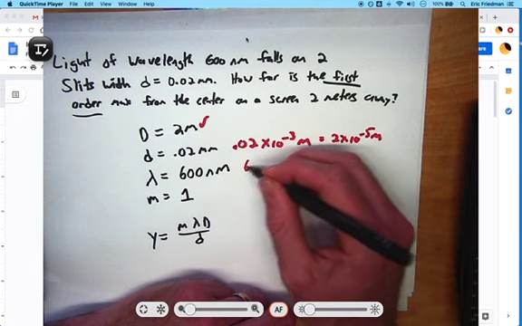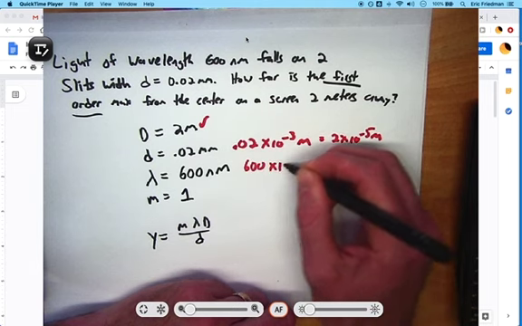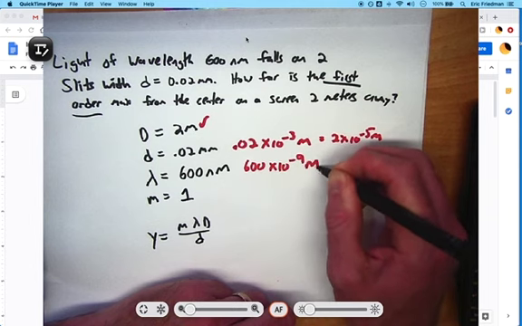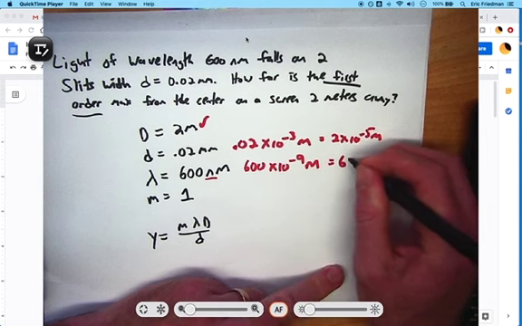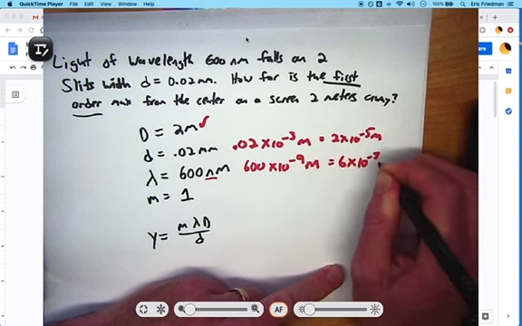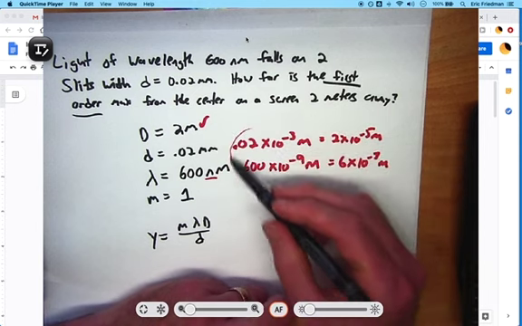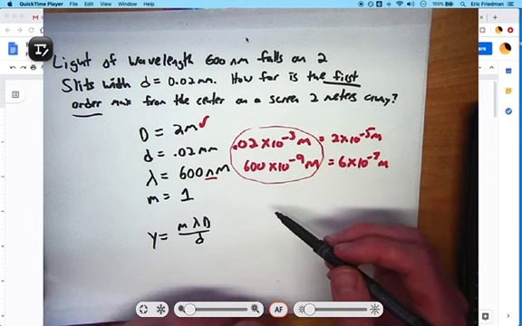I'll write this one as 600 times 10 to the minus 9th meters. The nano is minus 9th. I could also write this as 6 times 10 to the minus 7th meters if I want to, but for me I just save myself the step and I'll just type that straight into my calculator.